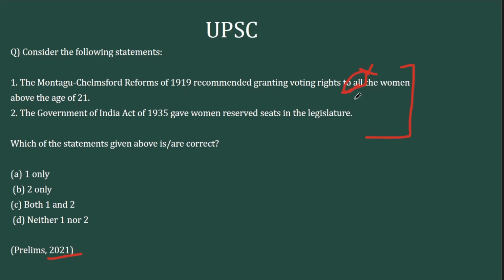Universal adult franchise was not present at that time. Even if you take the election of the Constituent Assembly, it was not universal adult franchise. Only selected people had voting rights. At that time, do you think all women would be given voting rights? No. So that's wrong here.